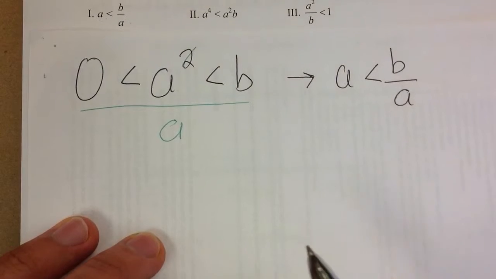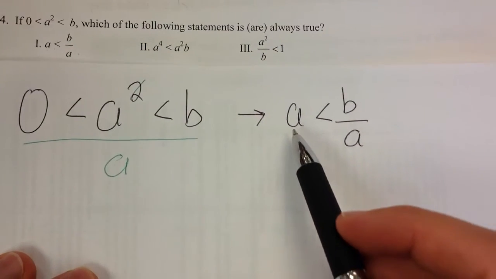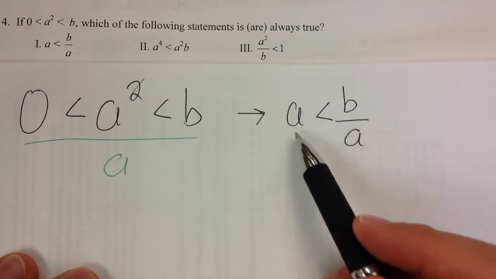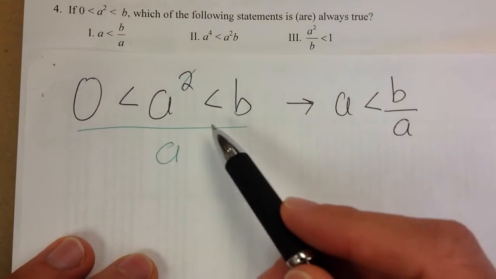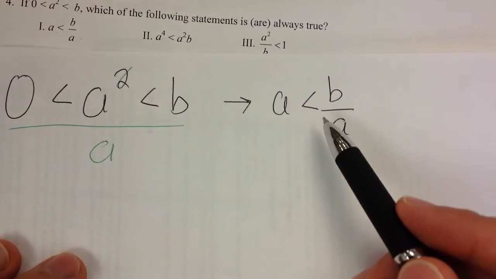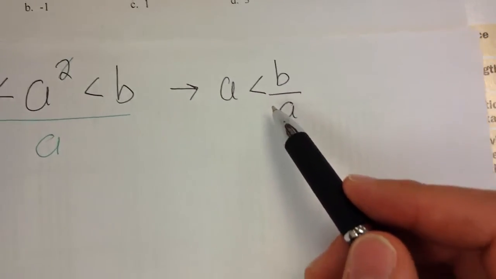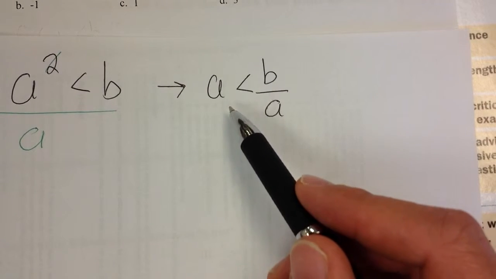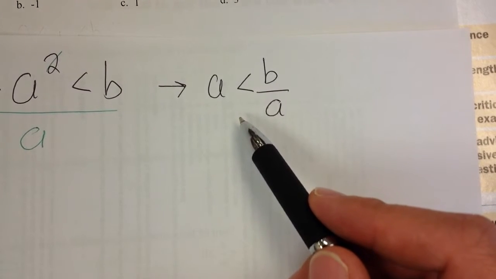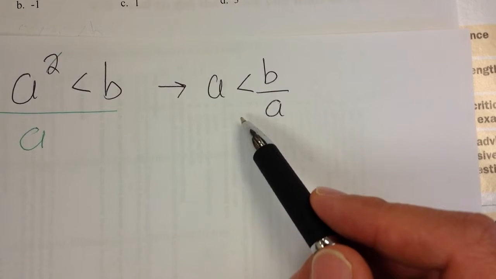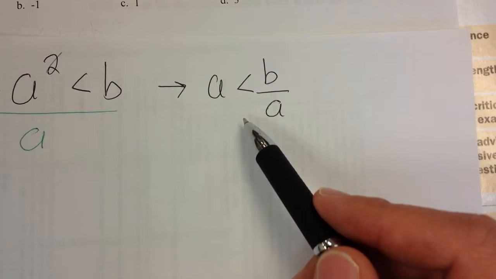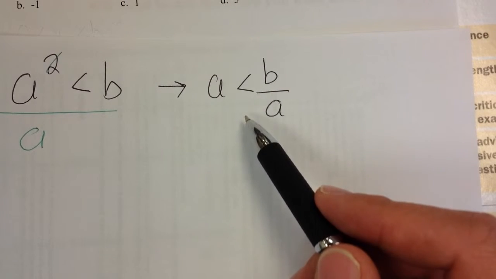Well, does it follow that this has to be true? Like algebraically, we can see how we can go from here to here by dividing everything by a. But does this mean that this must be true? And why? What's the situation in which it might not be true?